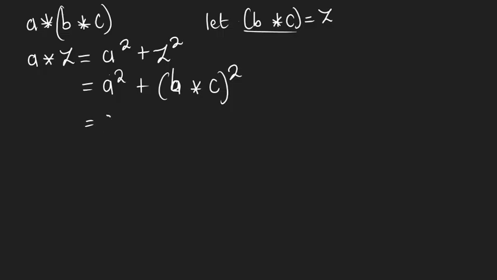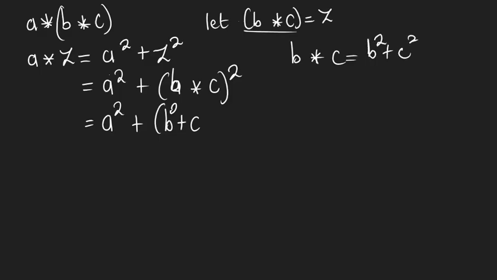Now B star C is the same as B to the power 2 plus C to the power 2 minus 2, because I mentioned that every time we perform the operation, we introduce this. We can put it here.